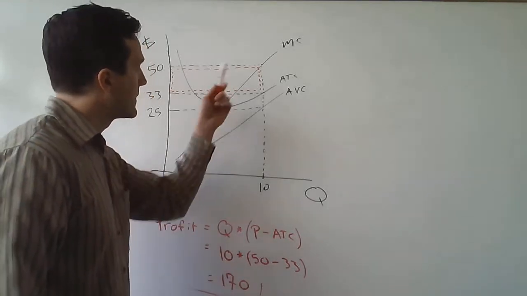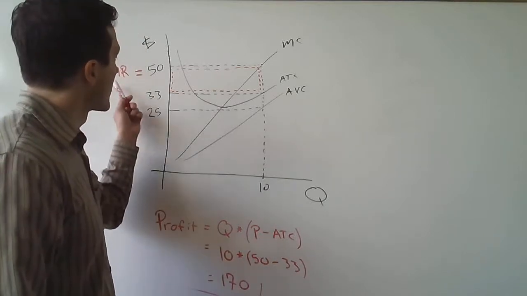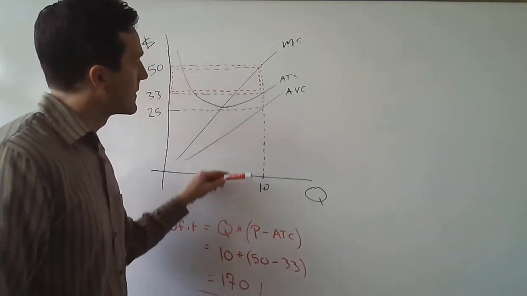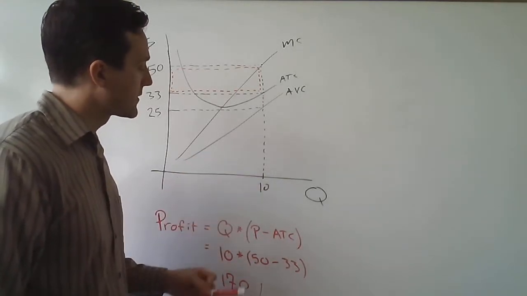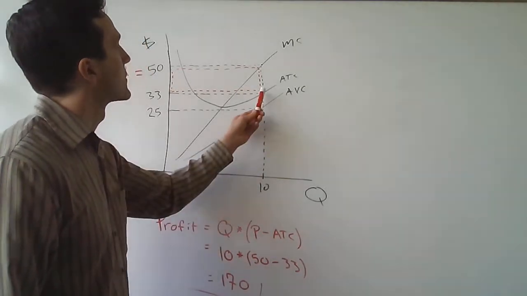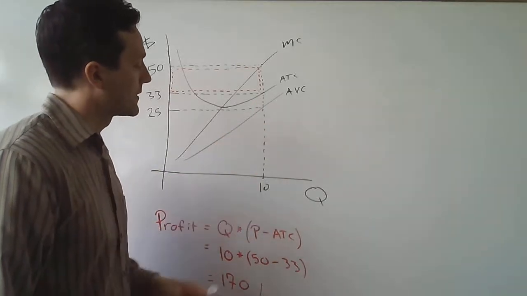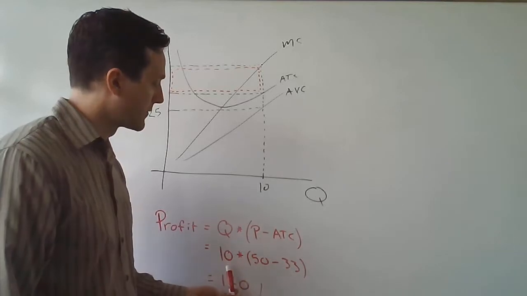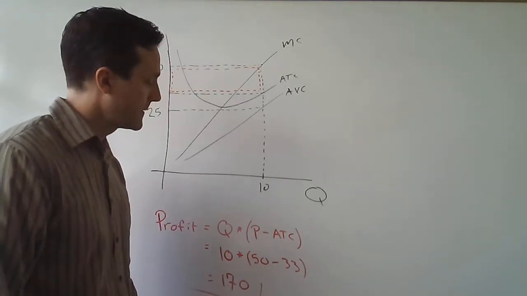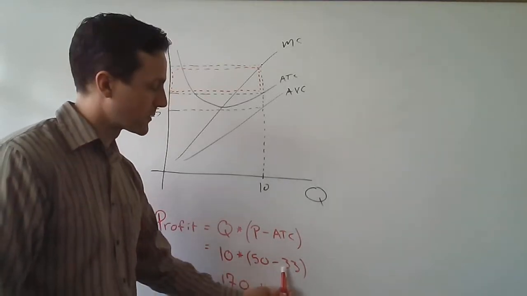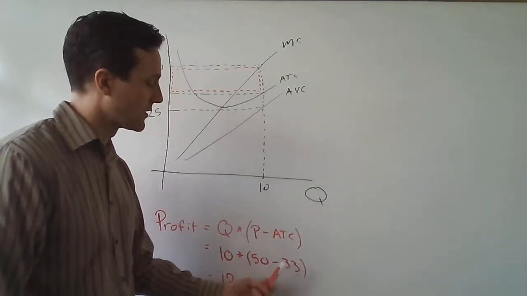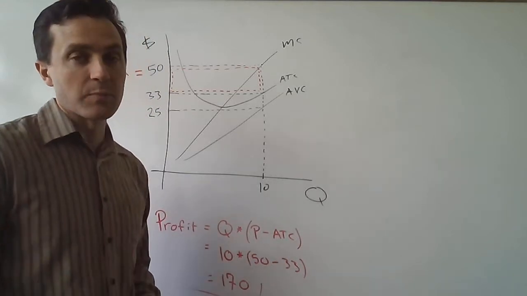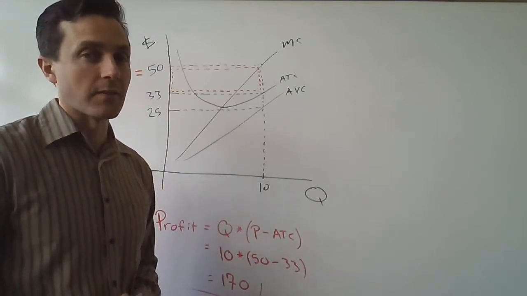Okay, so we know that the quantity is 10, and also the price is given as 50. So we plug in these numbers, 10 and 50. And then to see where average total cost is, you just look at the average total cost curve at the quantity of 10, and you see that the average total cost is 33. So we have 10 times 50 minus 33. You see that there's $17 worth of profit per unit. Each unit you produce earns $17, and so you multiply by 10, and you see that the profit is $170.